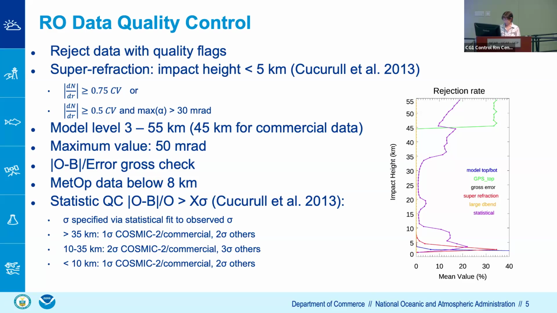And on the right, this is the rejection rate from different types of QC filter. The purple one you can see, this is the statistical QC. So below 10 kilometer and above 35 kilometer, it actually filters quite a bit of data, above 20%. And below 5 kilometer, you can see this superrefraction check actually filters quite a bit of data. For commercial data, we reject the data above 45 kilometer.